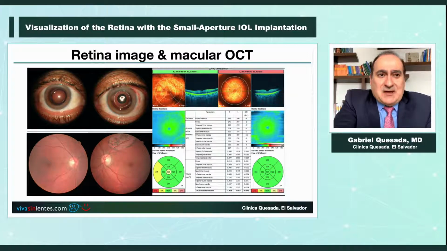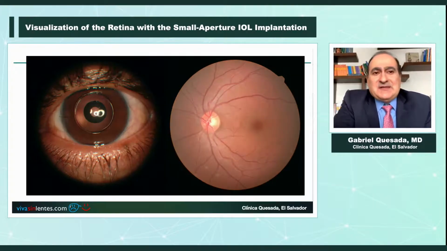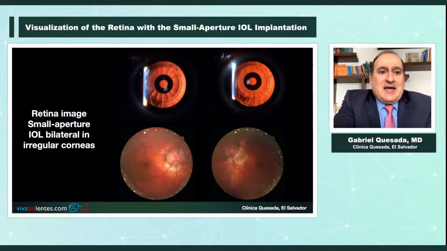These are some of the examples. You can see on the left an eye with a monofocal IOL, and on the right an eye with the small aperture IOL, and you can see the images of the retina that can be taken easily. Also the OCT, another example of another eye. You can see perfectly the retina. And in special cases like this one with a radial keratotomy, you can see myopic retina.